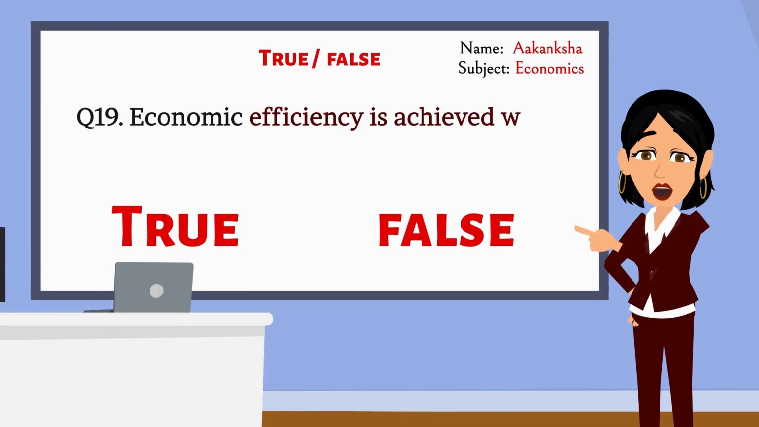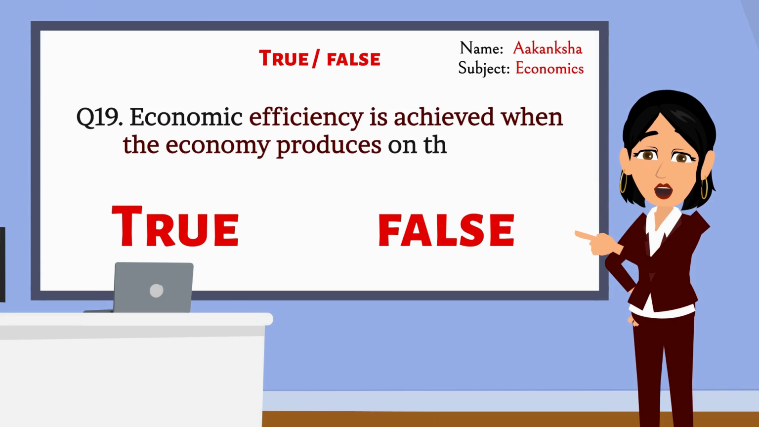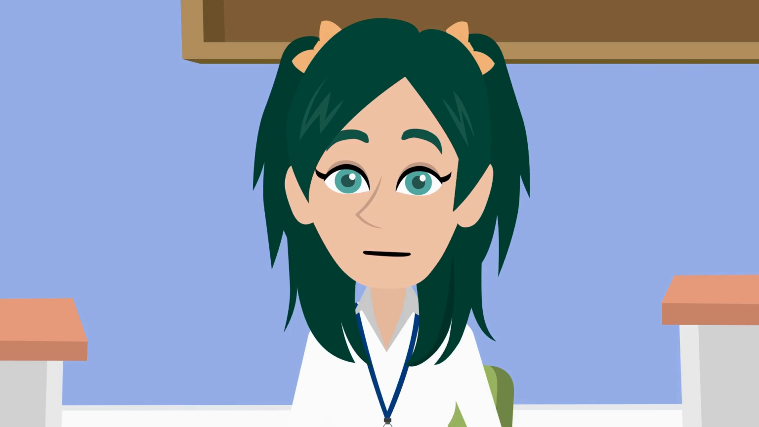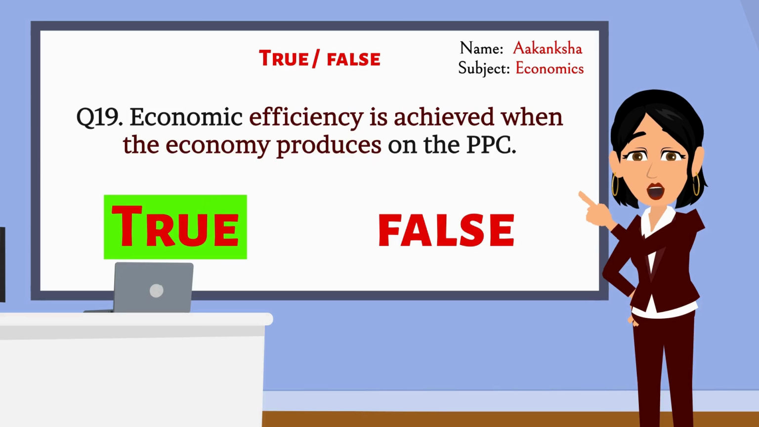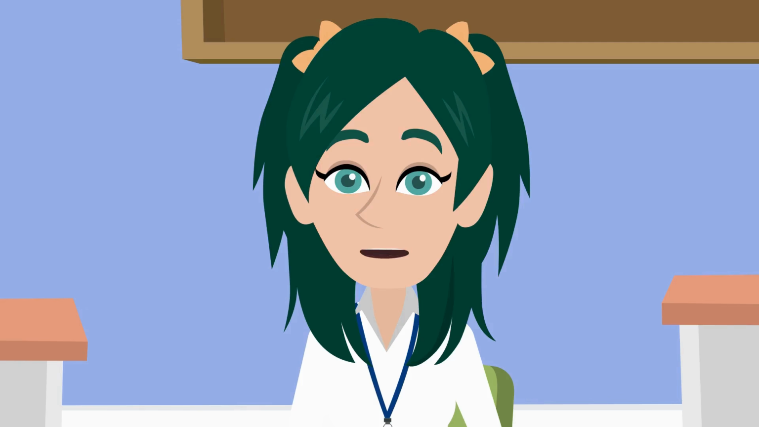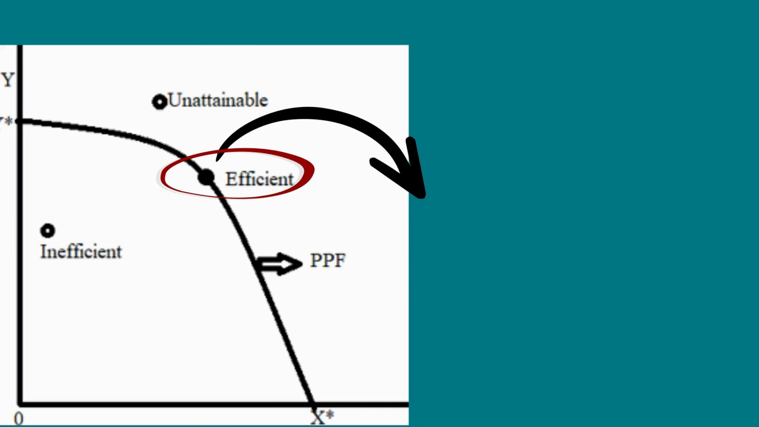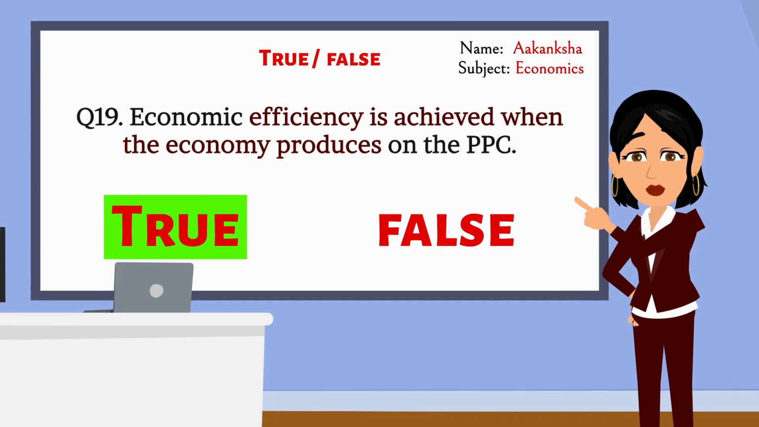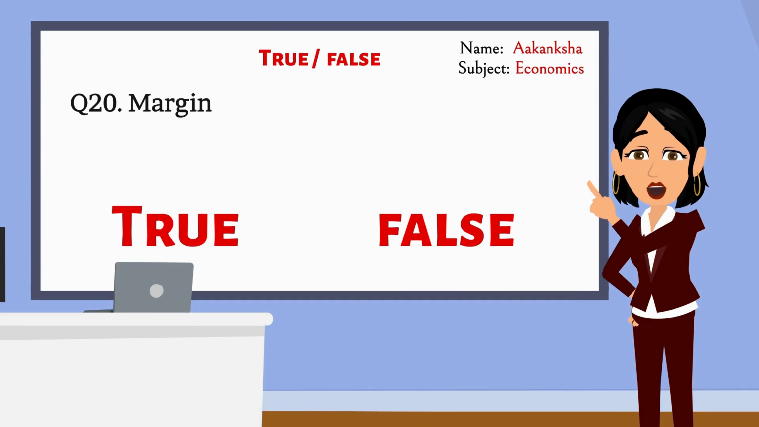Question 19. Economic efficiency is achieved when the economy produces on the PPC. True or false? It's a true statement, ma'am. Economic efficiency is achieved when the economy produces on the production possibilities curve. Correct. It's true. Can you explain why? When the economy operates on the PPC, it means resources are fully and efficiently used without any waste. Great explanation. Well done.